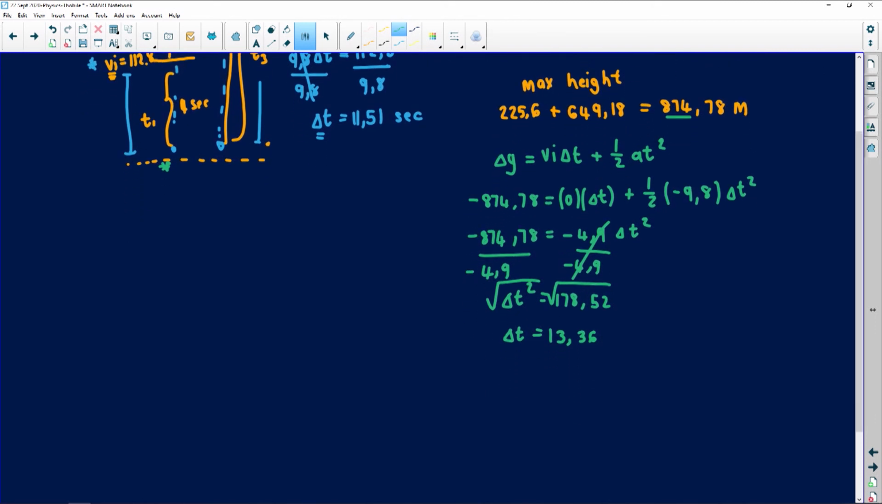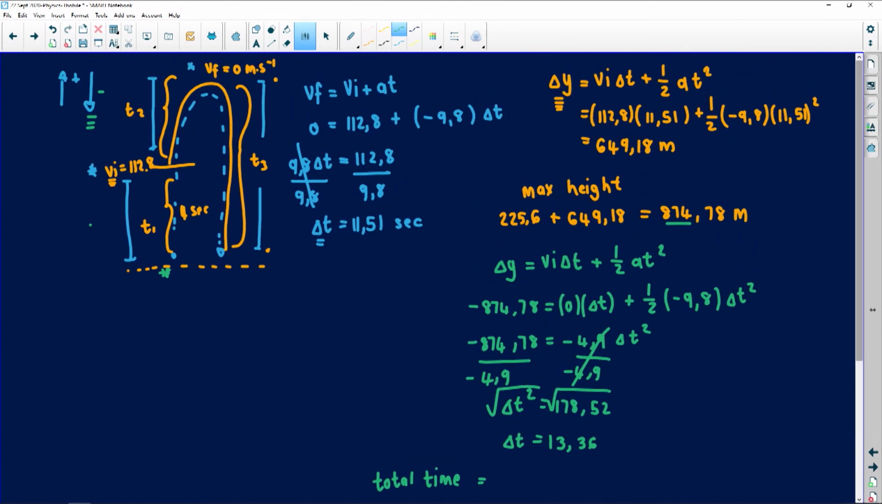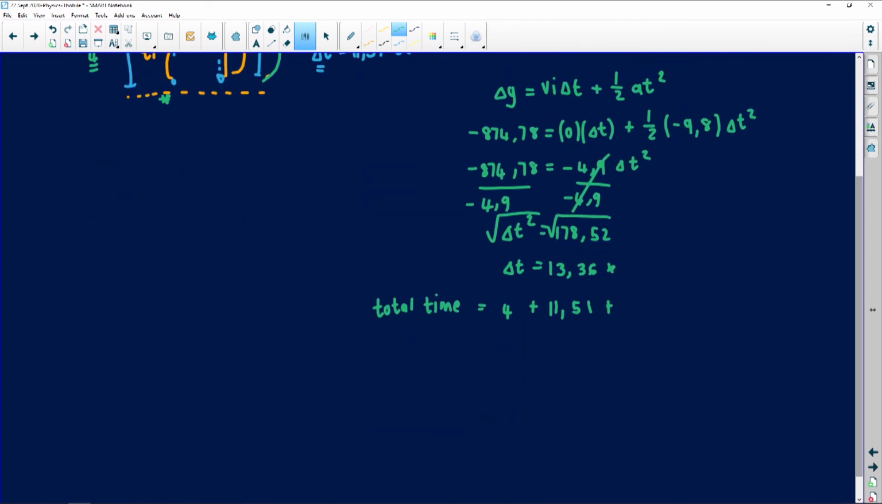Now we need to find the total time. So I'm going to say total time. First, which time are we including? We're including the 4 seconds before the fuel ran out. I'm going to say 4 plus. We are including the 11 seconds that it took the rocket to reach maximum height. What did we get? We calculated that as 11.51. 11.51 plus. What are we adding? We're calculating this time here. From here, going down, we calculated the time as 13.36.